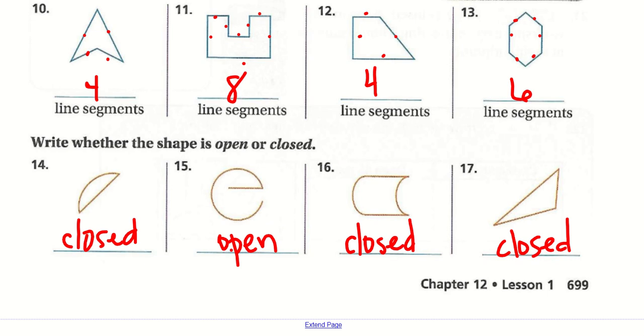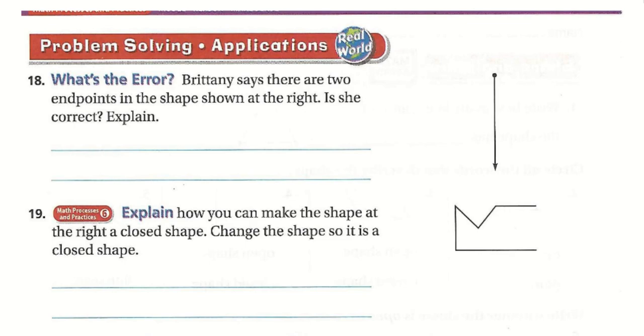Make sure you have those written down, and then go ahead and go to your next page. The next page in the packet says number 18, what's the error? So we're looking for a mistake. It says, Brittany says there are 2 endpoints in the shape that's shown at the right. Is she correct? So if I'm looking at the shape, she said there are 2 endpoints. So when I'm looking at this, I see 1 endpoint and then 1 arrow, which means it's continuing on forever. So it's not going to be an endpoint. Okay, so it says, is she correct? Our answer should be no.